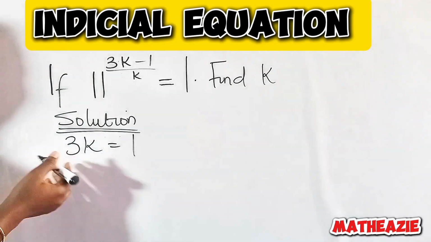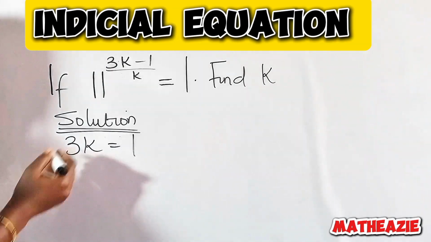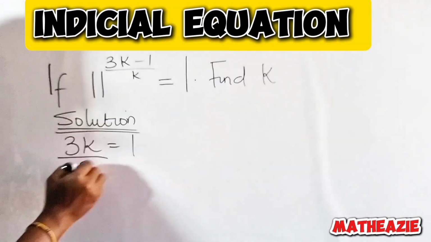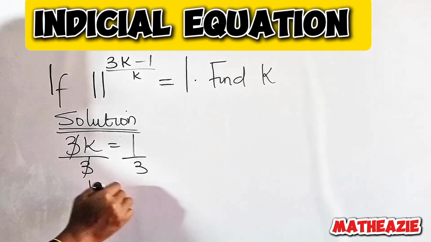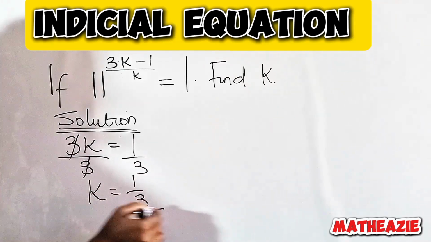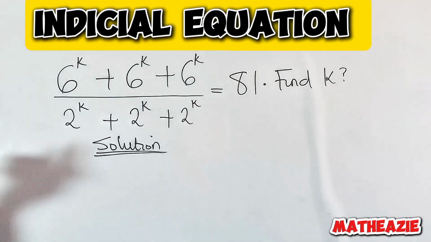Divide both sides of the equation by the coefficient of k, which is 3. So we divide by 3, and these 3s cancel out. So our k equals 1 over 3, and that is the answer.